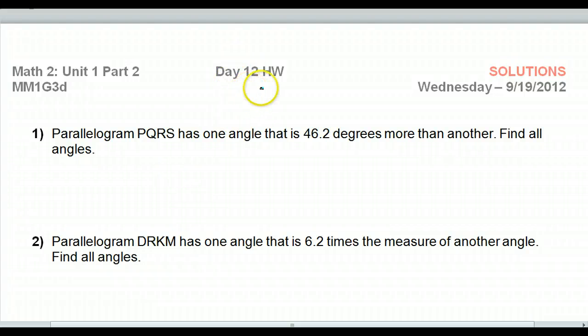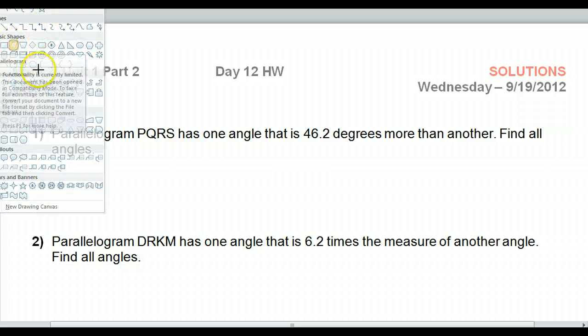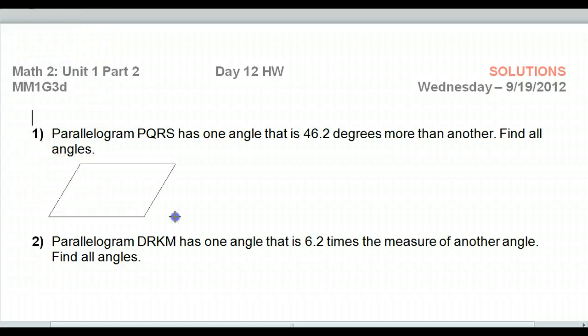Alright, day 12, homework. Parallelogram PQRS has one angle that is 46.2 degrees more than another. Find all the angles. You should draw a sketch of the parallelogram, which I'm going to do right now. Okay, so there's a sketch. Okay, so let's say this is P, Q, R, S.